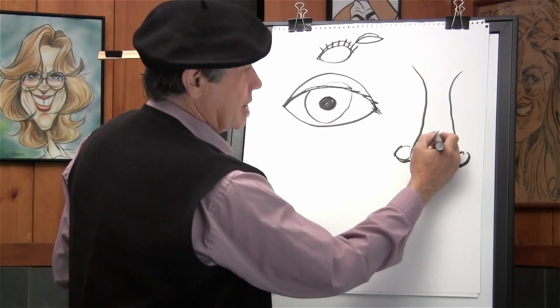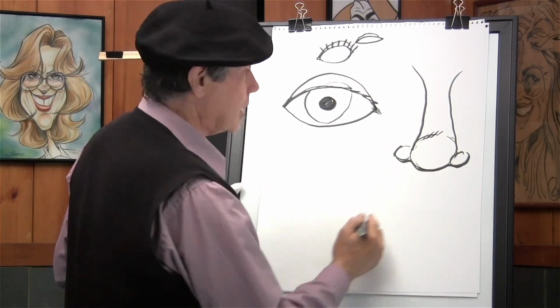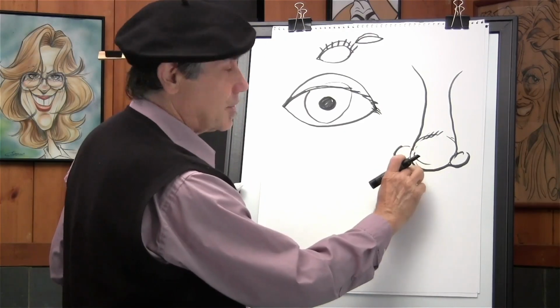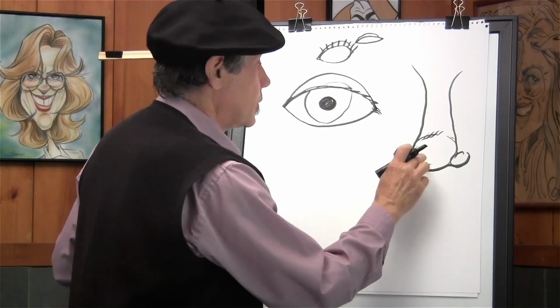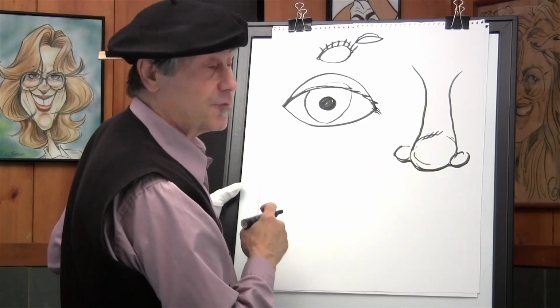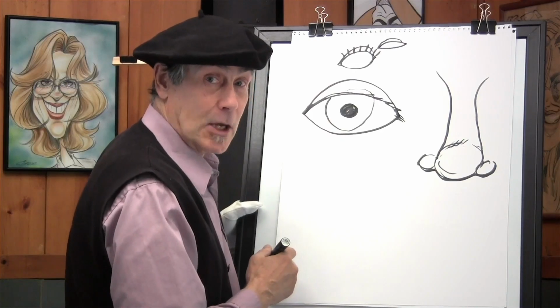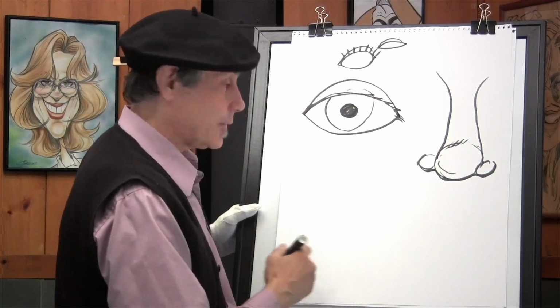Now I could go back and erase the top of that ball a little bit. I might put a curve here to sort of indicate that there's a 3-dimension to it. Since it's looking straight at us, we don't want it to look too flat. And that's the nose. Next, the mouth. That's the easiest one to draw.